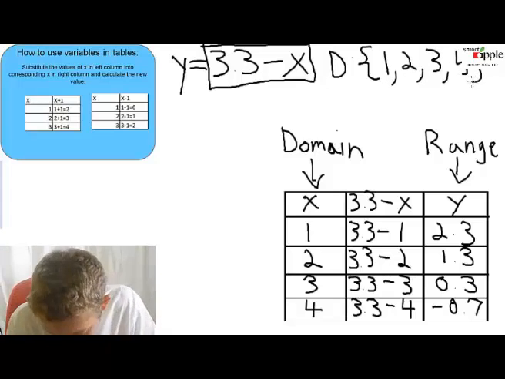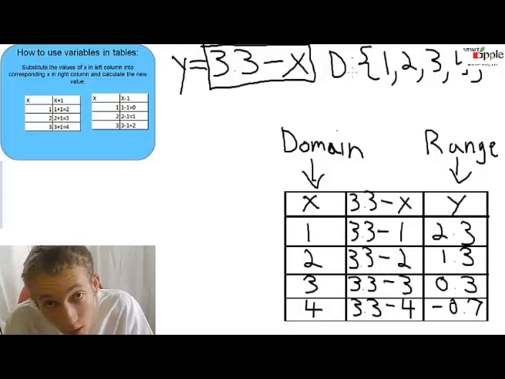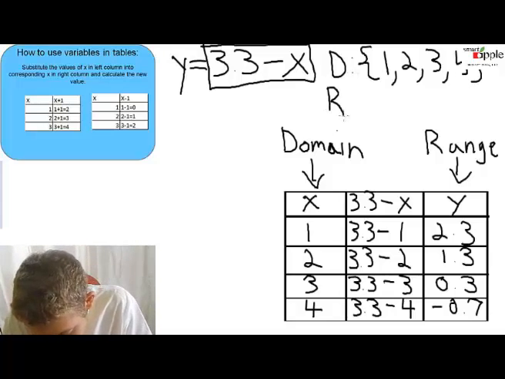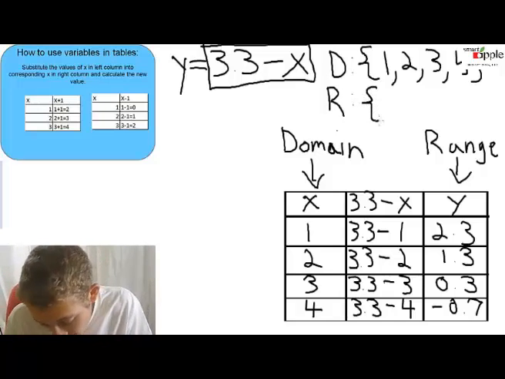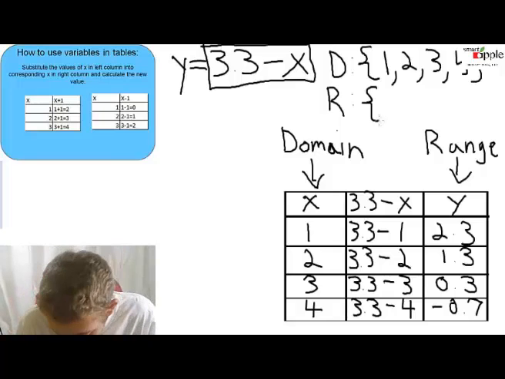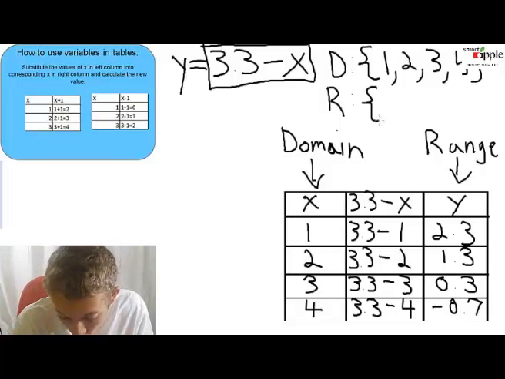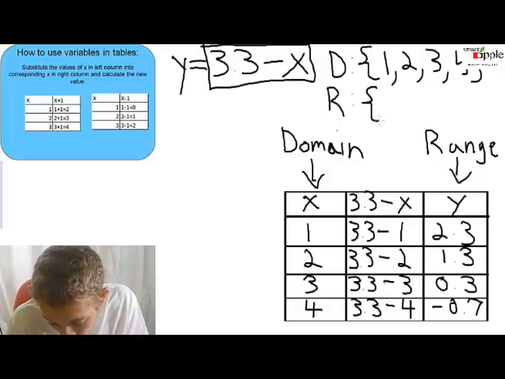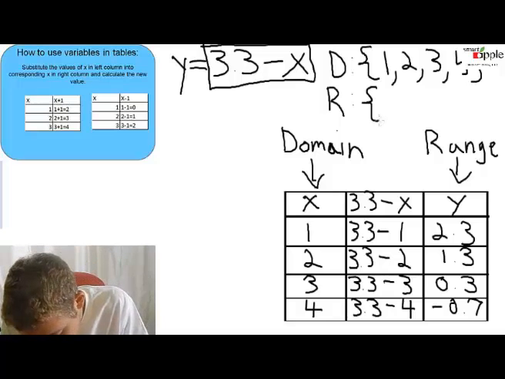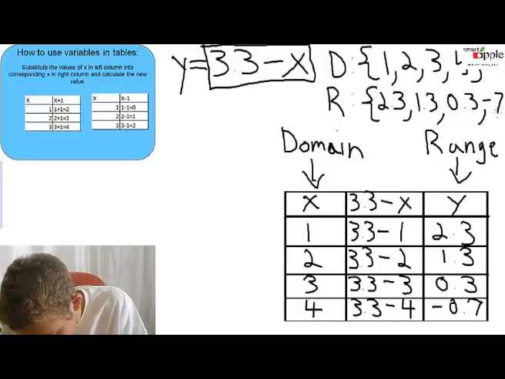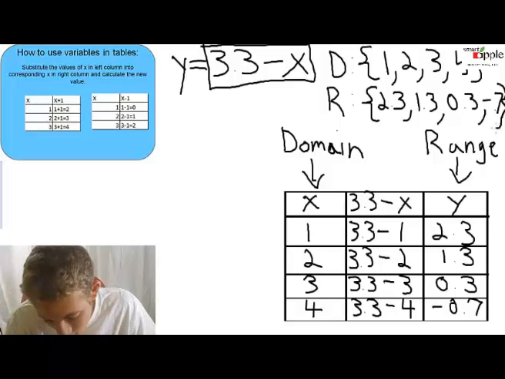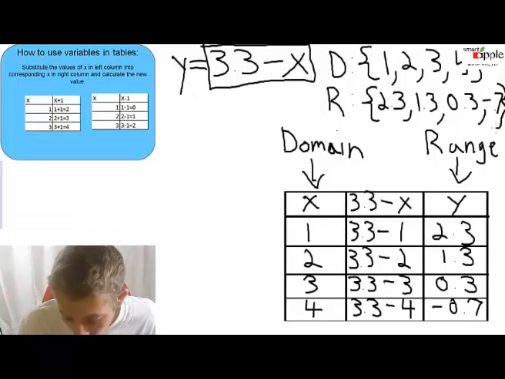Now for the range, which is the y column, we have R, do a little colon, and then the brackets, and now we just plug in the numbers that we have for y. You have to make sure that you plug in the same row for the y's and x's in the same order. So since I started with 1, I have to start with 2.3. So we have 2.3, comma, 1.3, comma, 0.3, comma, negative 0.7. Now, that seems right, doesn't it?